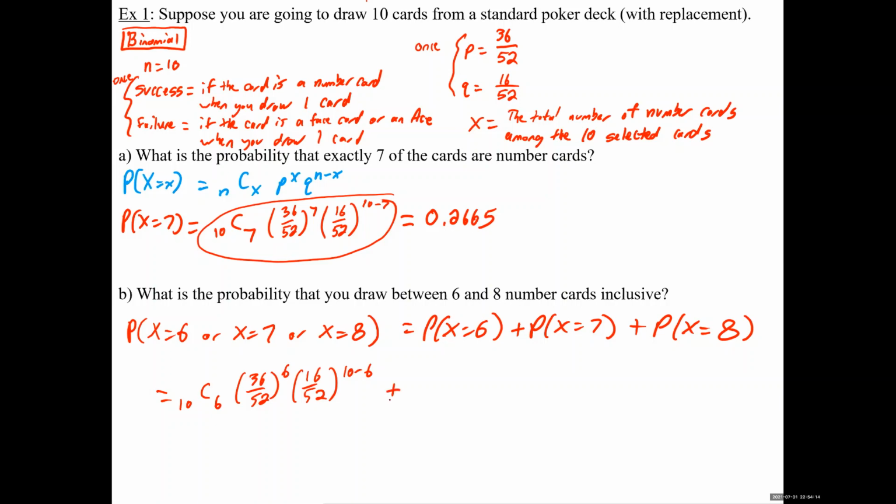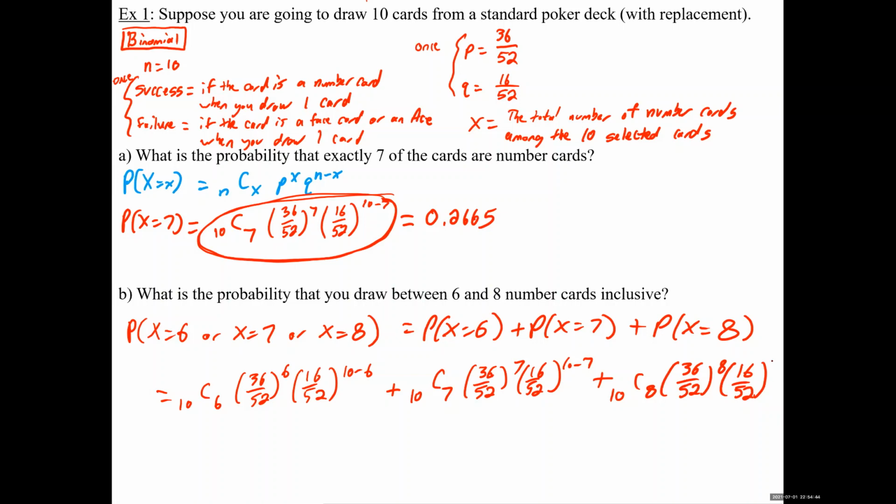Plus, now probability x equals 7. Well, I'm going to copy exactly this down. 10c7, 36 out of 52 to the power 7, 16 out of 52, power 10 minus 7. Then I'm going to do it again for the next one. So it's just, again, 3 problems like part A. The next one is 10c8, 36 out of 52 to the power 8, 16 out of 52, power 10 minus 8.